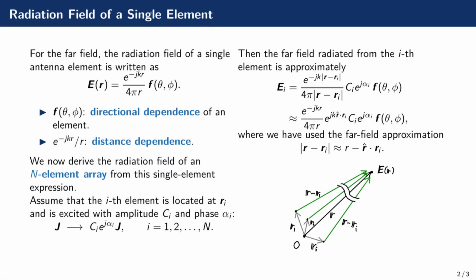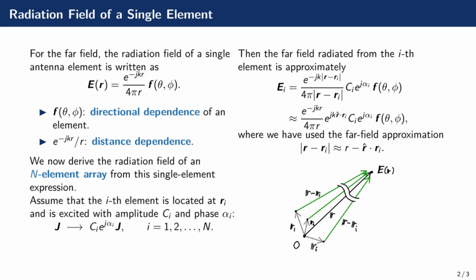Now let us derive the array factor. As we discussed before, the far radiation field of a single element is written in this form. Here, the function f of theta and phi depends on the current distribution, and it represents the directional dependence of a single element. The distance dependence appears only in the factor e to the minus jkr divided by 4 pi r.